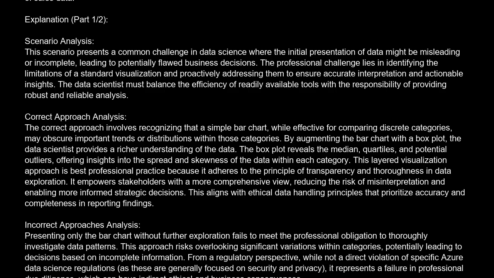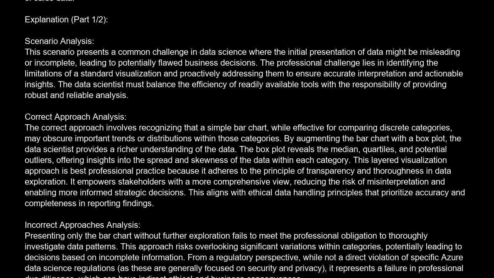The professional challenge lies in identifying the limitations of a standard visualization and proactively addressing them to ensure accurate interpretation and actionable insights. The data scientist must balance the efficiency of readily available tools with the responsibility of providing robust and reliable analysis. Correct approach analysis. The correct approach involves recognizing that a simple bar chart, while effective for comparing discrete categories, may obscure important trends or distributions within those categories. By augmenting the bar chart with a box plot, the data scientist provides a richer understanding of the data.